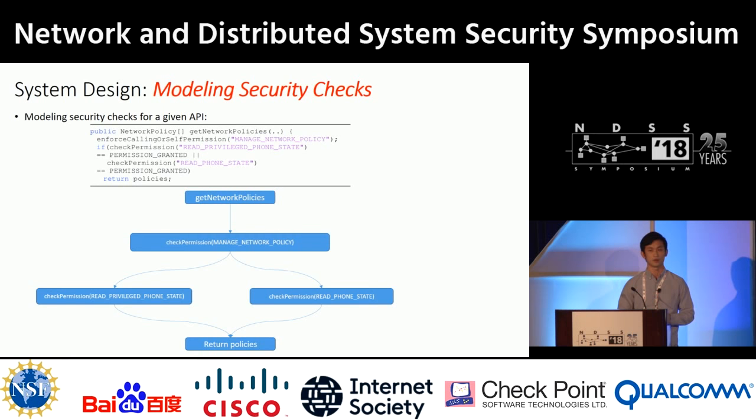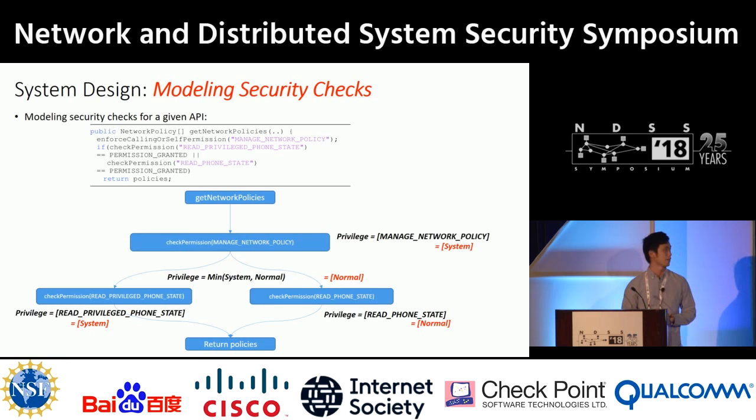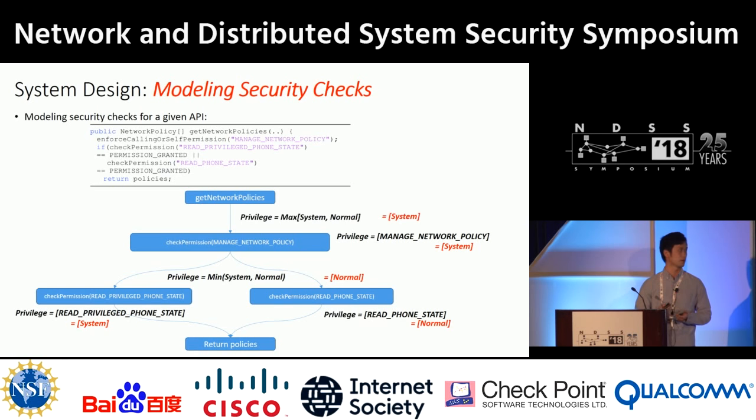To model this API, we first map the last checked permissions to their protection level. For read phone state, we map it to normal. The other one will be mapped to system. Because this is an if-else structure, it will be further normalized to normal. And then we map manage network policy to system. Because this is an additional check, the normalized value is going to be the maximum of the two, which is the system level. So similarly, we can model and normalize other checks corresponding to other app and user dimensions.